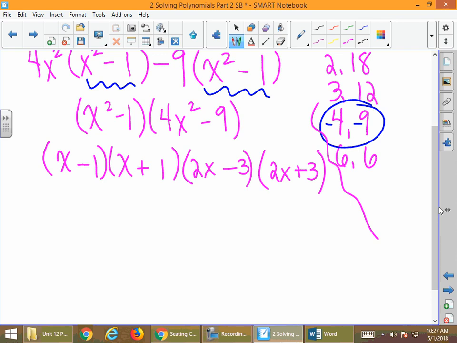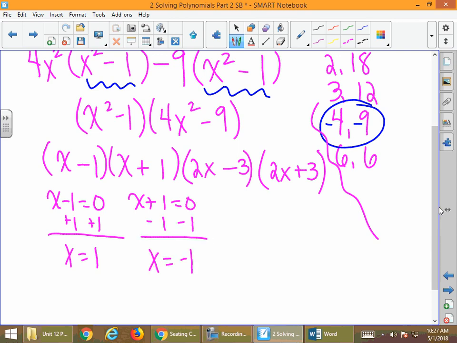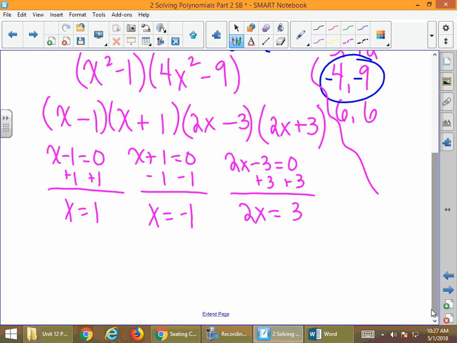Some of you don't need to write all the steps that I'm going to write. It's x minus 1 equals 0. And we add 1 to both sides and get x equals 1. x plus 1 equals 0. We subtract 1 from both sides and get x equals negative 1. 2x minus 3 equals 0. We add 3 to both sides and get 2x equals 3. And divide both sides by 2. So x equals 3 halves.